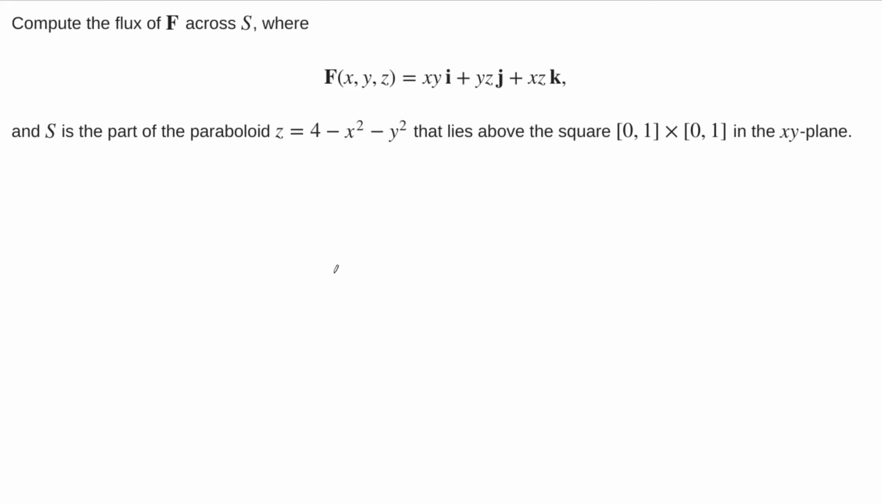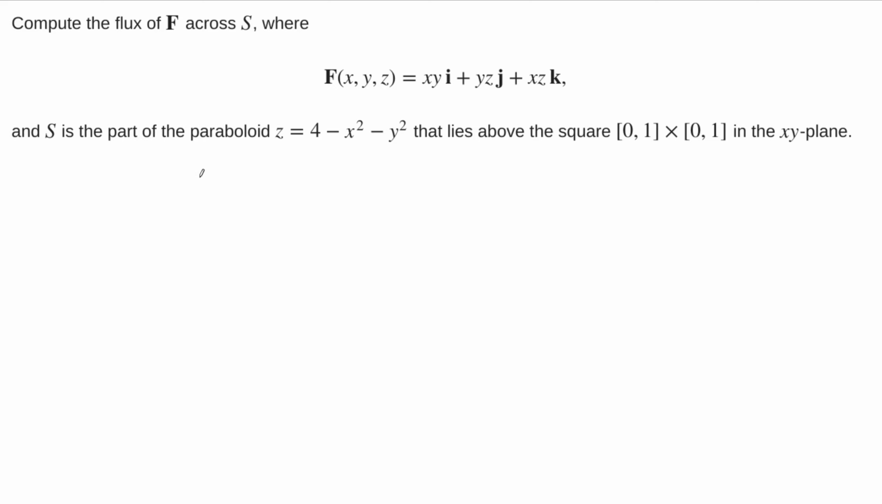In this example, we are asked to compute the flux of this vector field across a surface, where the surface is the portion of the paraboloid which lies above this square, [0, 1] in the xy plane. So let's try to figure out exactly how this is going to work.